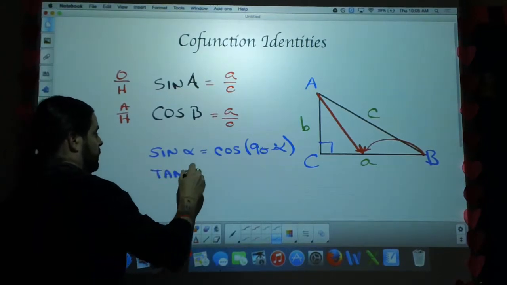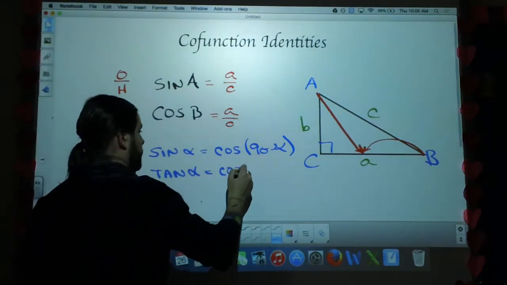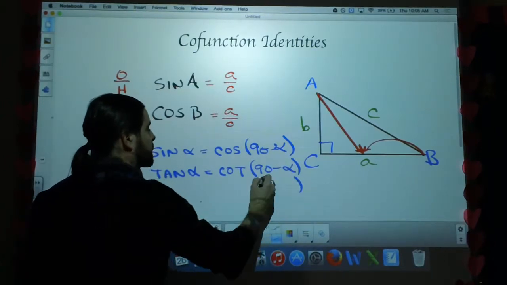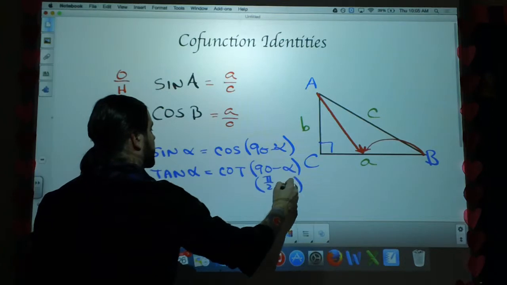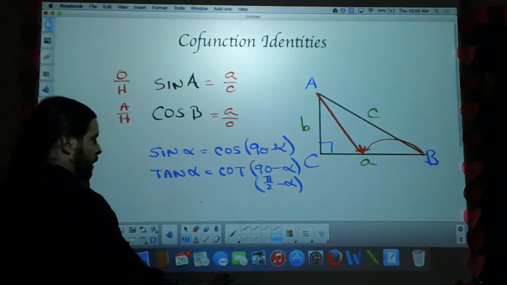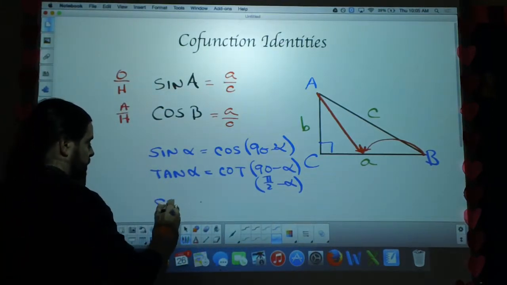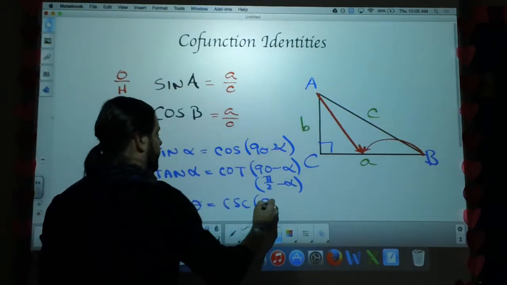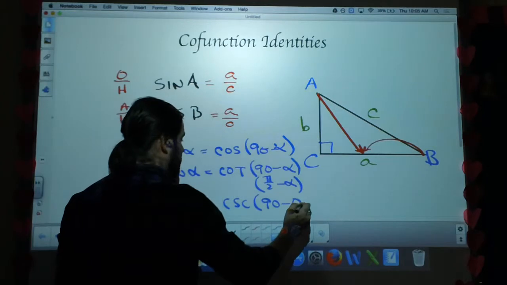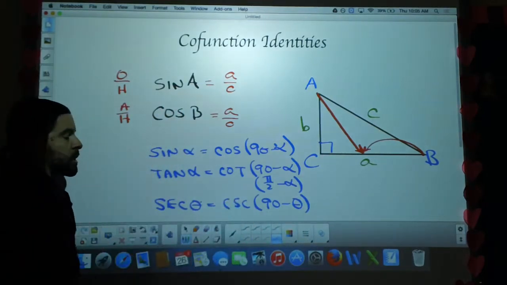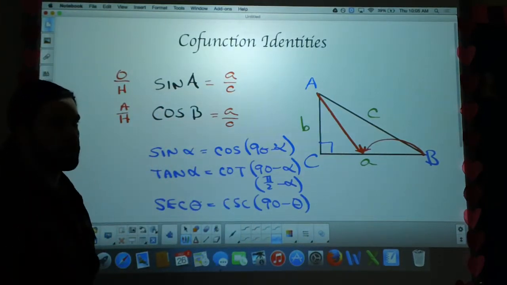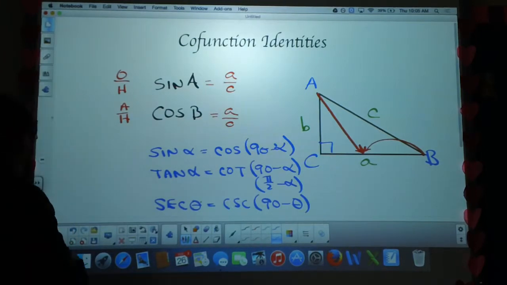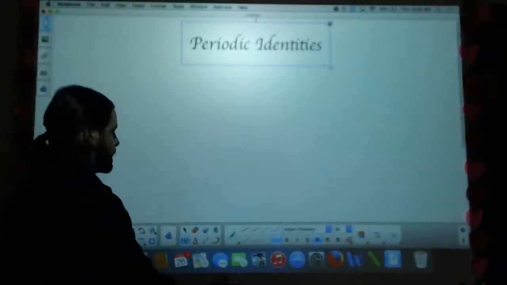Tangent of an angle would equal cotangent of 90 minus that angle. And if you wanted to think about it in radians, it would be pi over 2 minus that angle. Secant of an angle equals cosecant of 90 minus that angle. So as long as the angles in question add up to 90 degrees, the cofunctions will be equal. Onward, second thing, periodic identities.